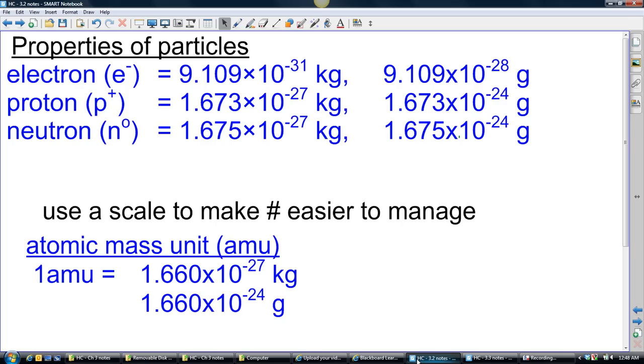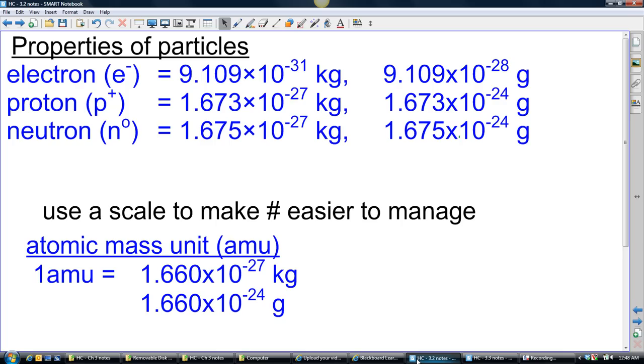So a couple of things here. If we're measuring the mass of these three different particles, here are some numbers that represent their mass, kilogram values as well as gram values. Again, numbers you do not have to memorize, but ones we will have to use. Now, if you notice, those numbers are pretty small in terms of scientific notation, with very large negative exponents. So it was tough to manipulate and use those numbers.